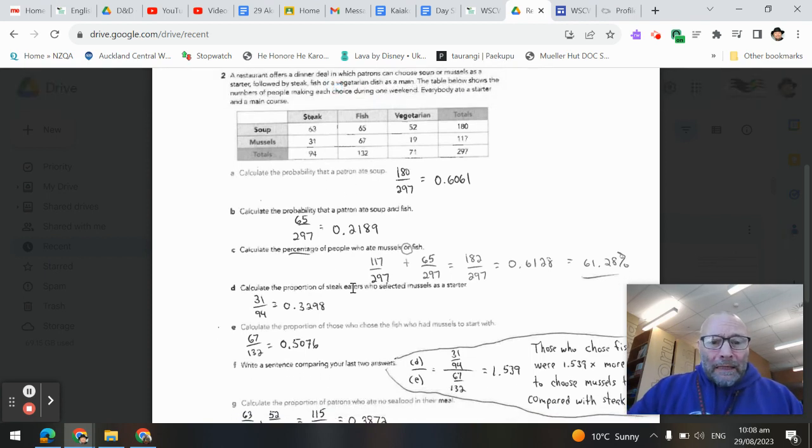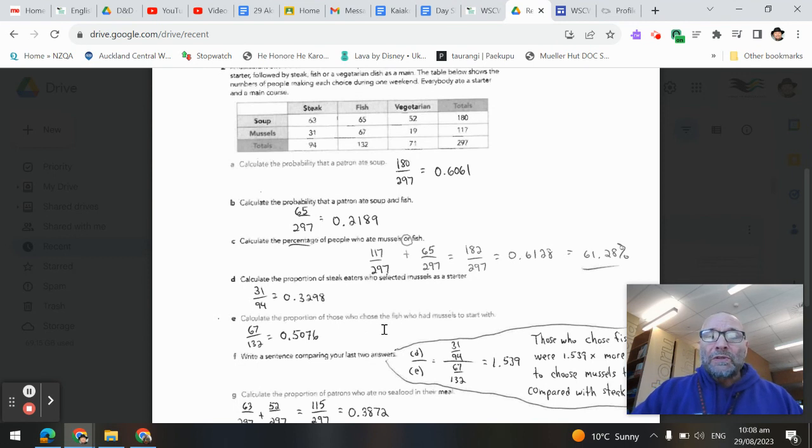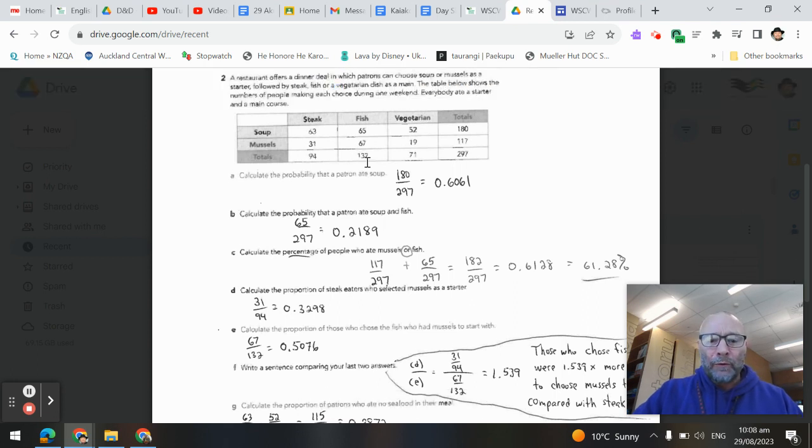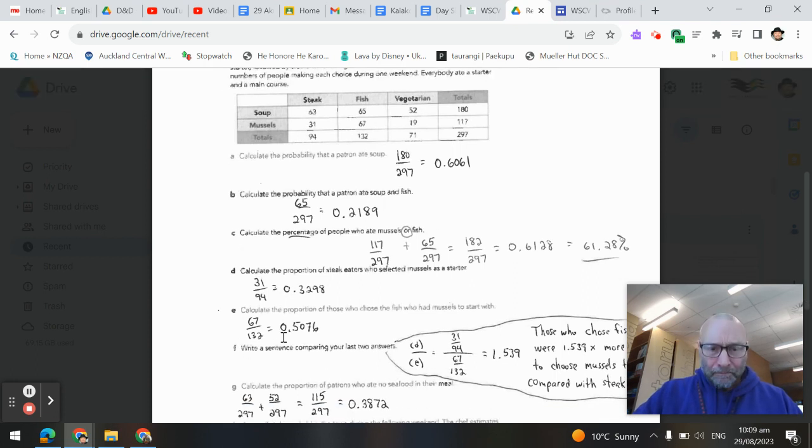Next one, calculate the proportion of those who chose the fish who had the mussels to start with. So now we're only looking at the column that includes the fish eaters. And how many of these had mussels as their starter? That would be this 67 over 132. And changing it to a decimal by dividing, 0.5076.